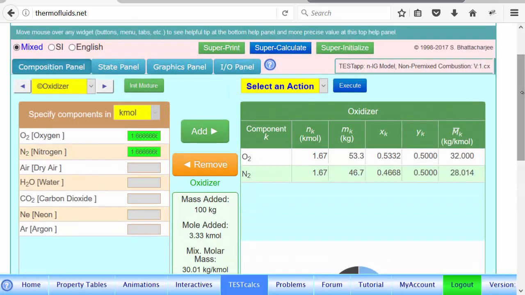So go ahead, play with this so that you understand how to set up a reaction using this, and we'll talk about energy analysis in a separate video.